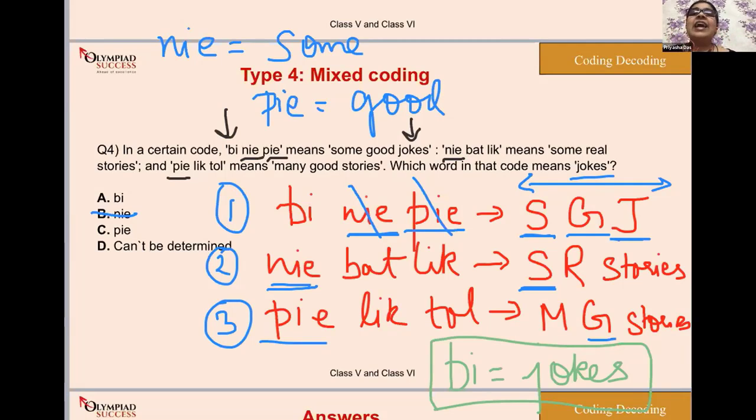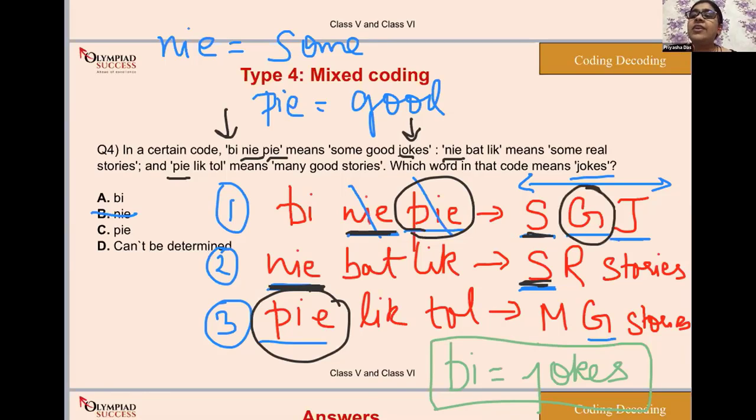I'll explain again. No need to worry about that, Anvesha. Whenever you have some common terms, like here we are having nai written in both sentences, 1 and 2, that means nai cannot be the word for joke, because joke is not getting repeated. Nai is getting repeated for some and some. Similarly, pi is getting repeated twice in 1 and 3, and it is getting repeated for good and good.